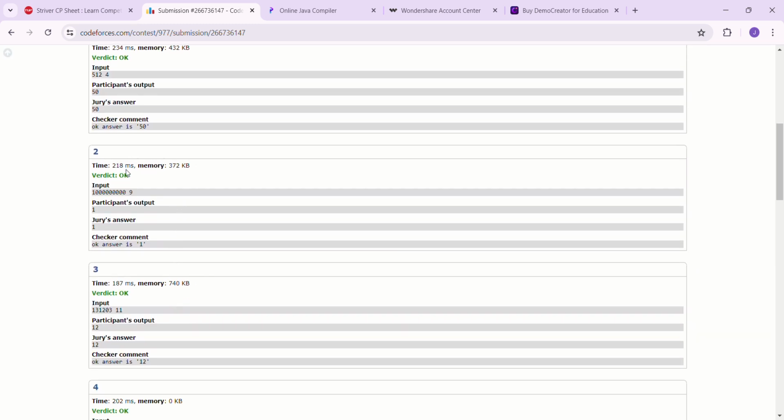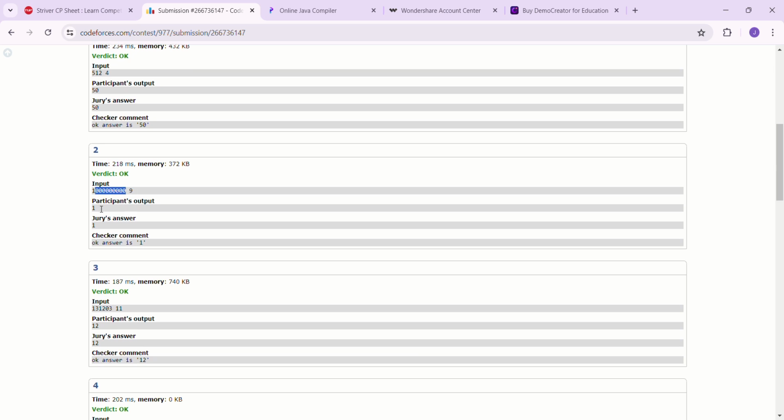Here in the second test case we have 9 zeros, meaning from the MSB we see 1 then 0s, then we will divide it by 10, again we will divide it by 10, again we will divide it by 10, up to 9 times, until it becomes 1, until it reaches the MSB. Then we will print the remaining number, which is 1.